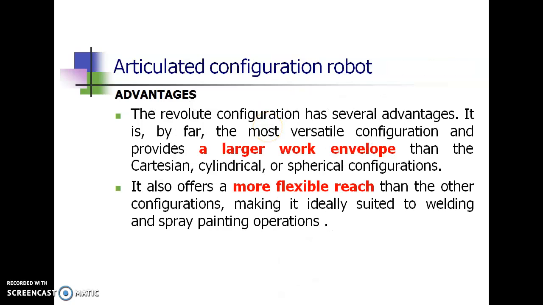So the advantages of articulated robot: it is a more versatile configuration than the previous three, and it provides a larger work envelope than the Cartesian, cylindrical or spherical configuration. The work envelope is larger, or I can say the largest work envelope the articulated configuration robot can provide. And next one is it is a more flexible reach than the other configurations, making it ideally suited to welding and spray painting operations.